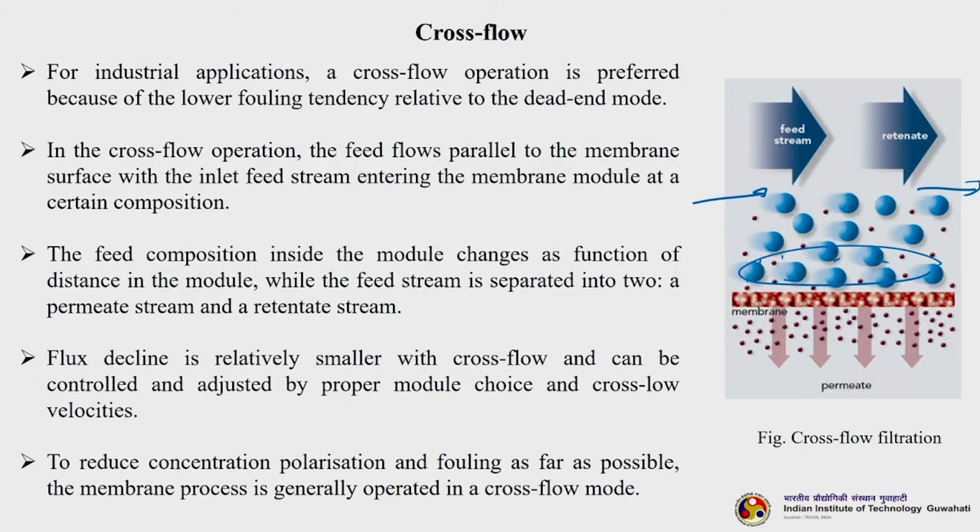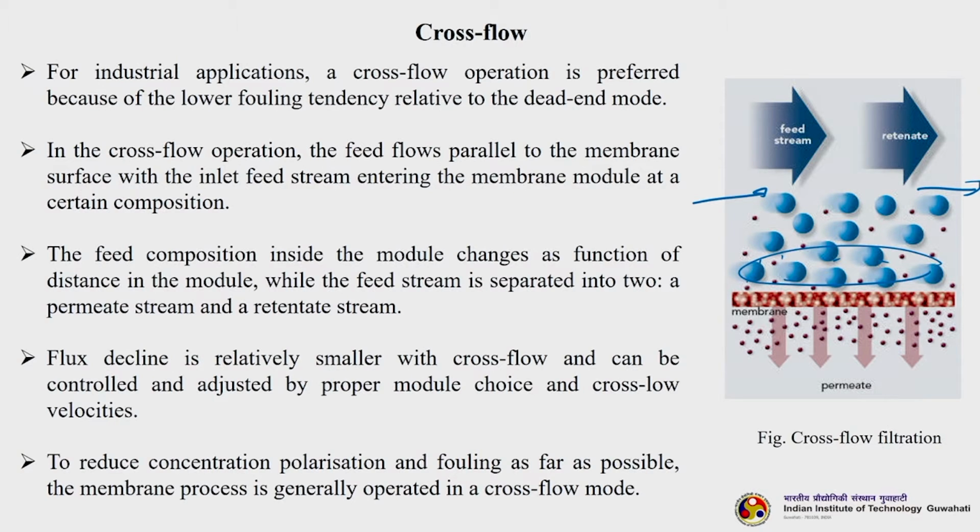So, in the cross flow operation, the feed flows parallel to the membrane surface, with the inlet feed stream entering the membrane module at a certain composition. The feed composition inside the module changes as a function of distance in the module, while the feed stream is separated into two, a permeate and retentate. So, flux decline is smaller.